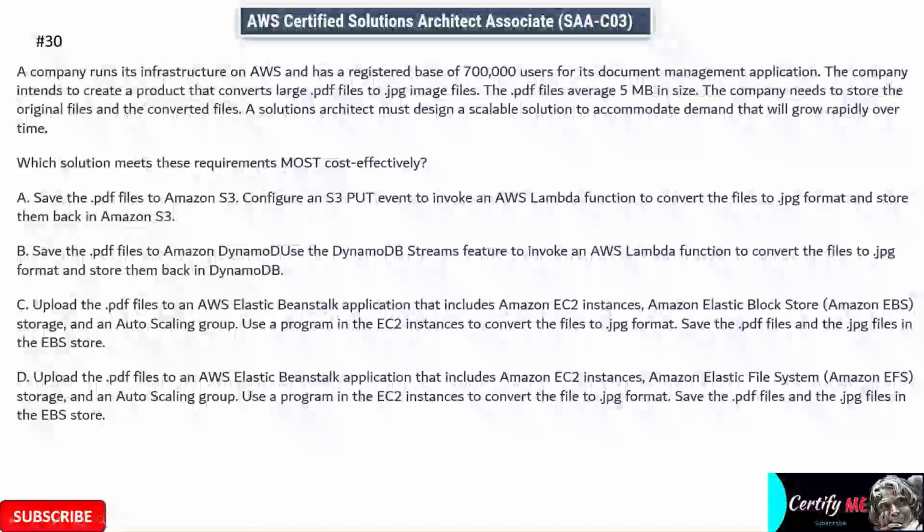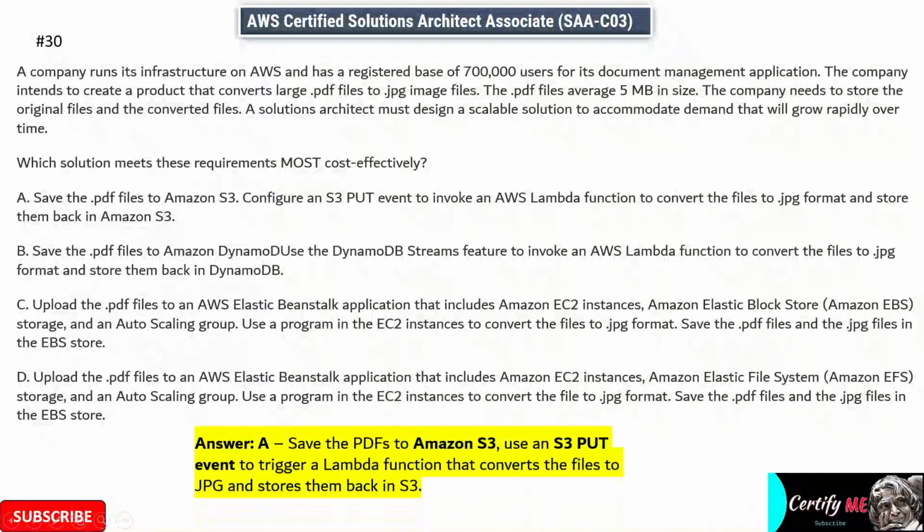The correct answer for this question is option A. Save the PDFs to Amazon S3. Use an S3 put event to trigger a Lambda function that converts the files to JPG and stores them back in S3.